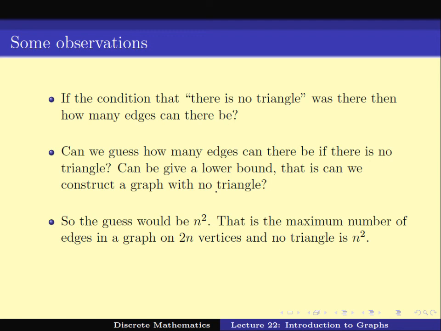Can we prove that? And that is what we will be doing in the next class. In the next video lecture, we will solve this problem, and also we will see how to represent other problems using graph theory.